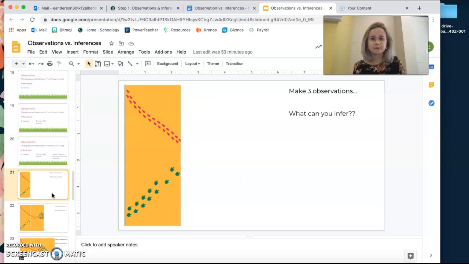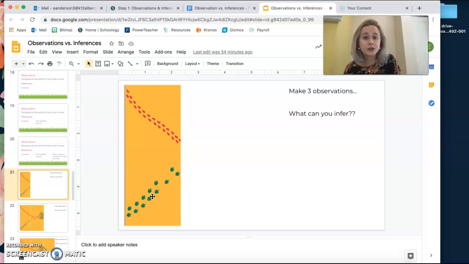Let's try another example. What do you observe? I observe 2 footprints. They look like, well, I don't know if they're footprints. I see 2 different shapes, 2 different colors. They look like they are coming closer together. So I can infer, I've seen footprints before, and these look like footprints. So I can infer these are footprints.